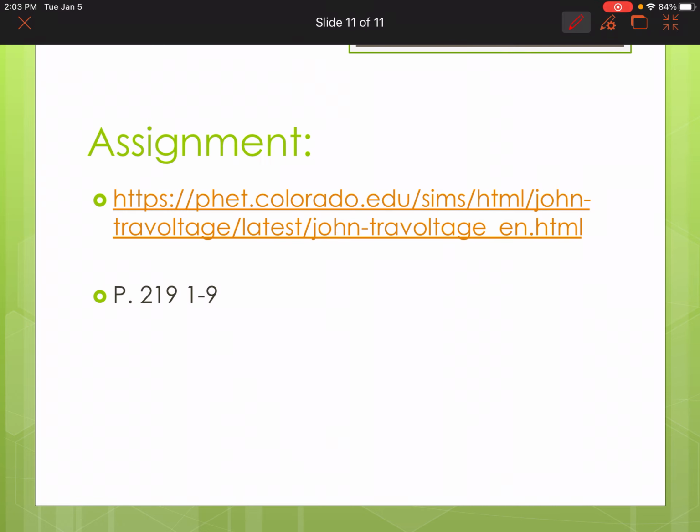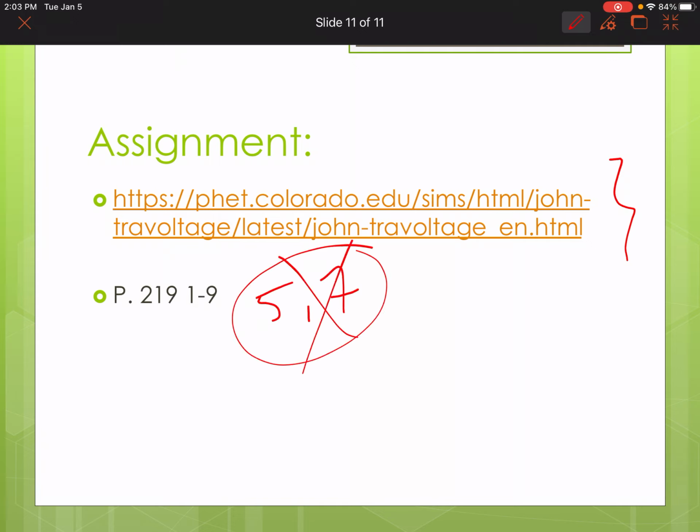Okay, the assignment, you've already looked at this. This was the John Travoltage thing. Page 219, 1 to 9. I think you've already done 5 and 7, right? I think so. So you don't need to do 5 and 7, but you can do the other questions, and we will correct those together in the meet. Okay, thanks everyone.